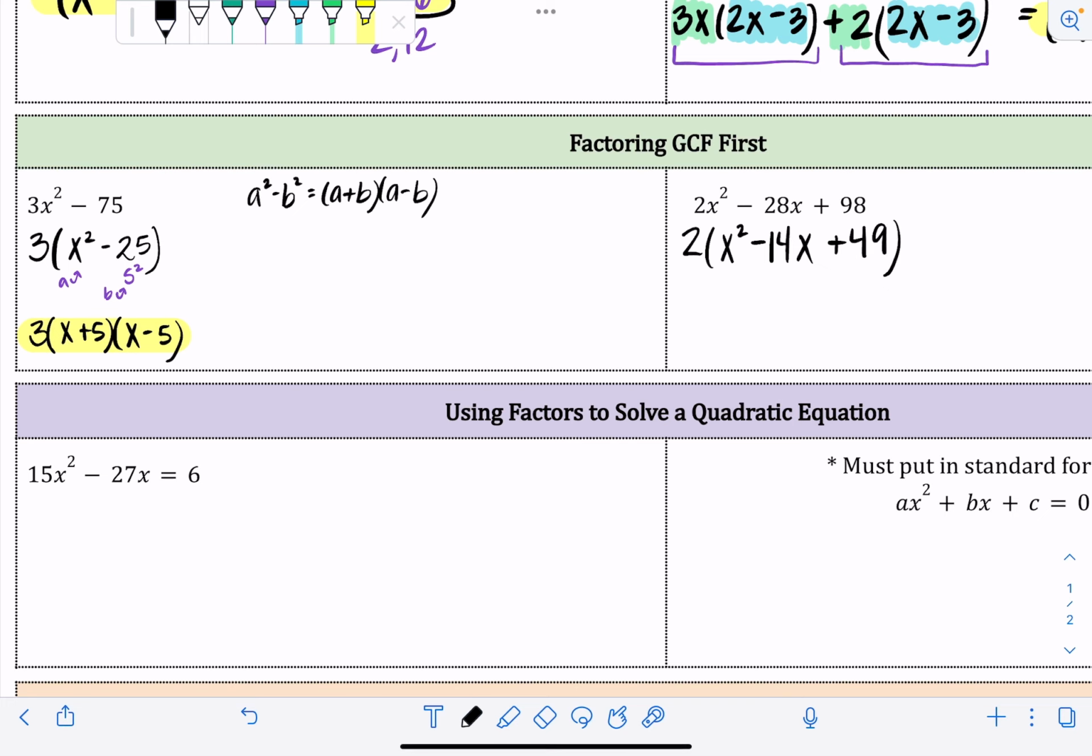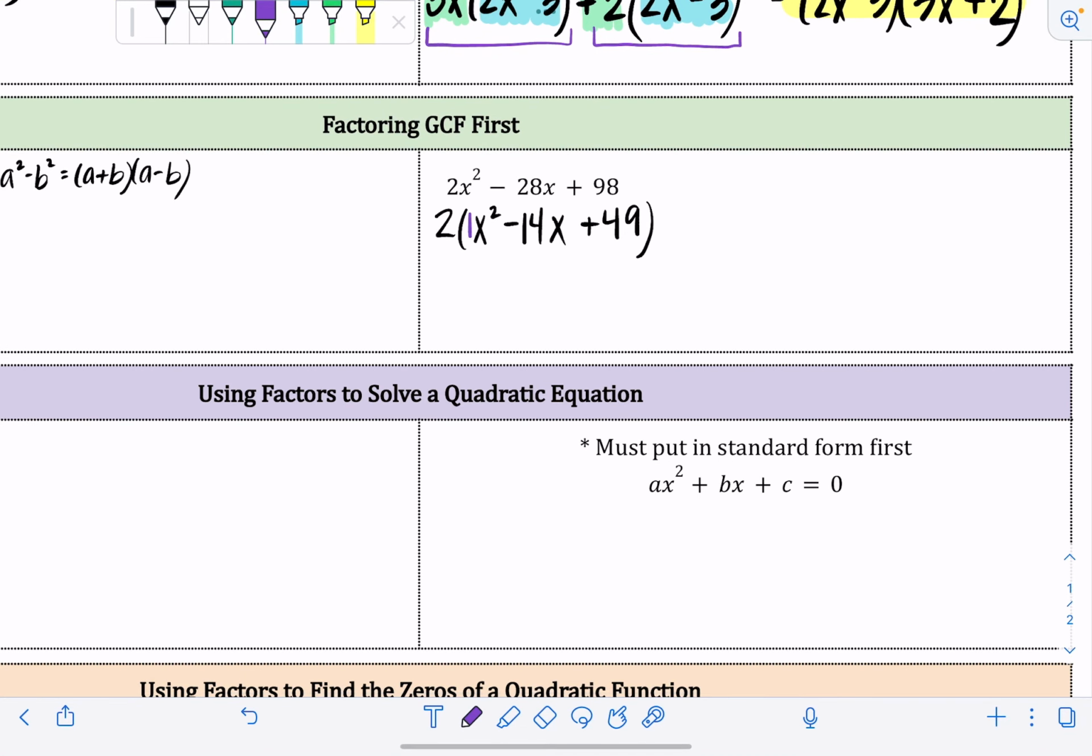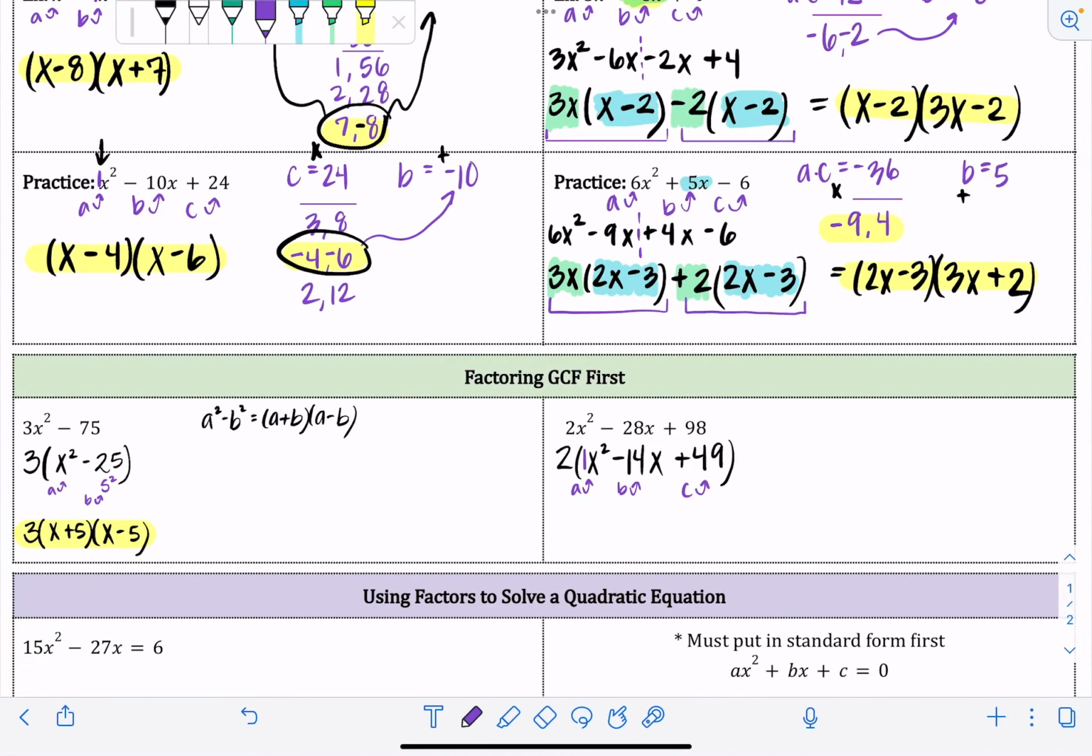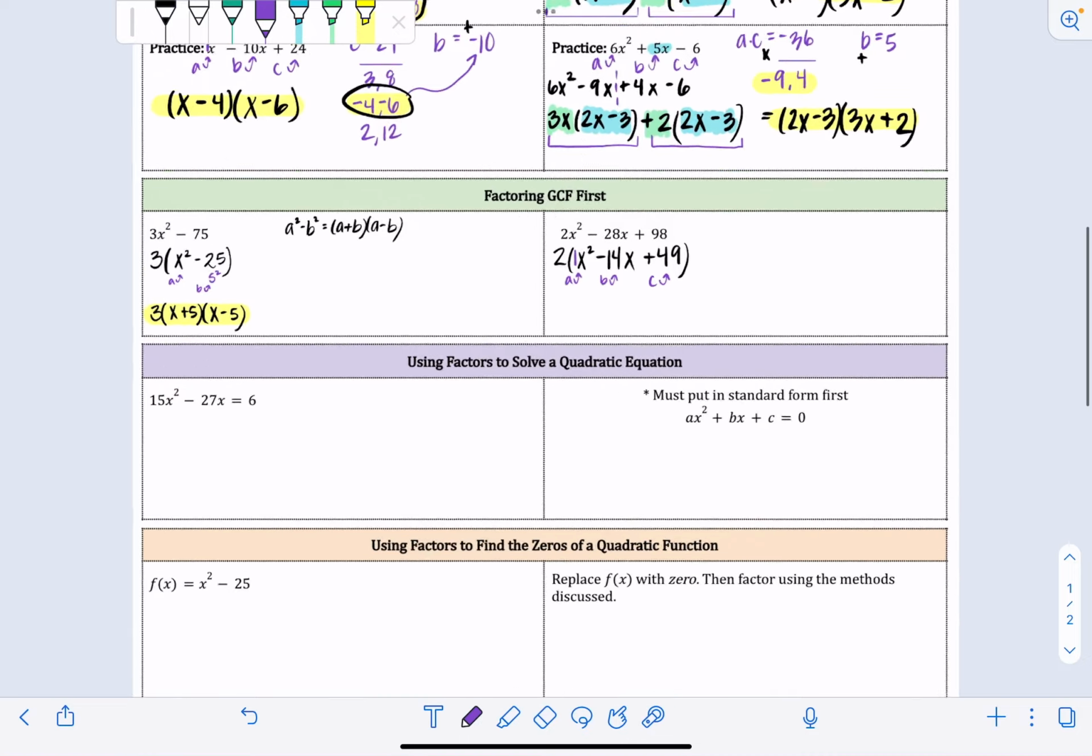And now I have a trinomial, like 1, 2, 3 terms. So if this is the case, we have to see what a is, which for this problem, a is 1, b is negative 14, c is 49. When a is 1, I just need numbers that multiply to c and add up to b. That's going back to this section right here if you want to look back at examples of that.